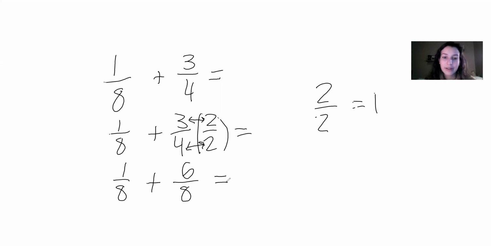So our last step is, now that we have the denominators all settled out, all we have to do is add the numerators. That means our denominator remains constant. It's still 8. And now we just have to worry about 1 plus 6, which will get us 7. So that's our answer for the first example. Let's just jump right into another one.